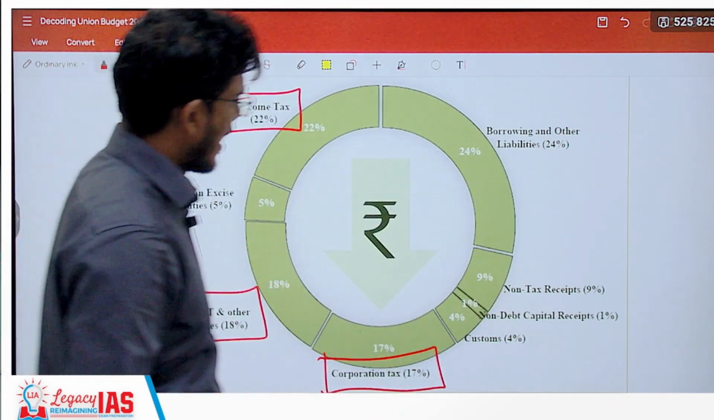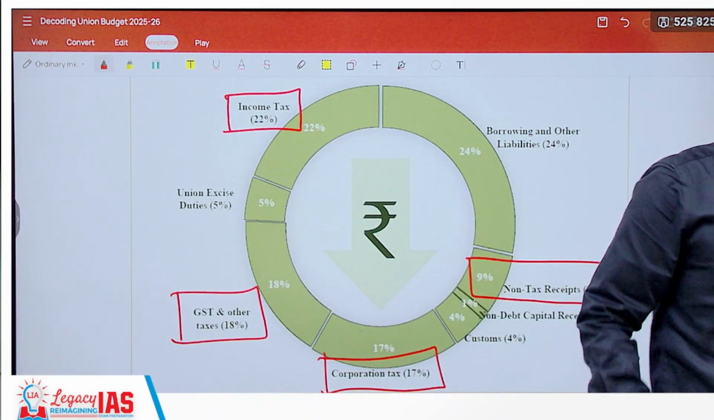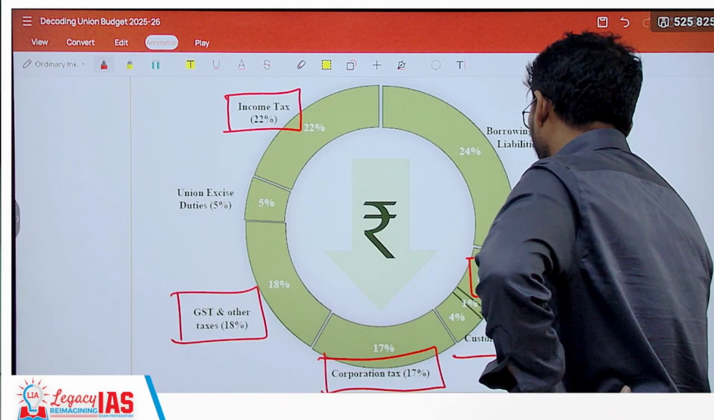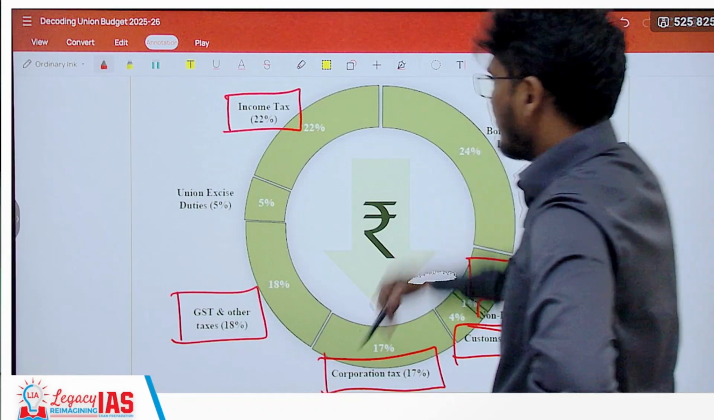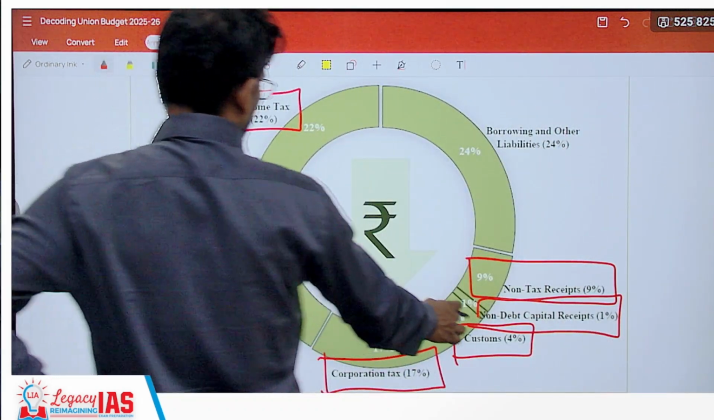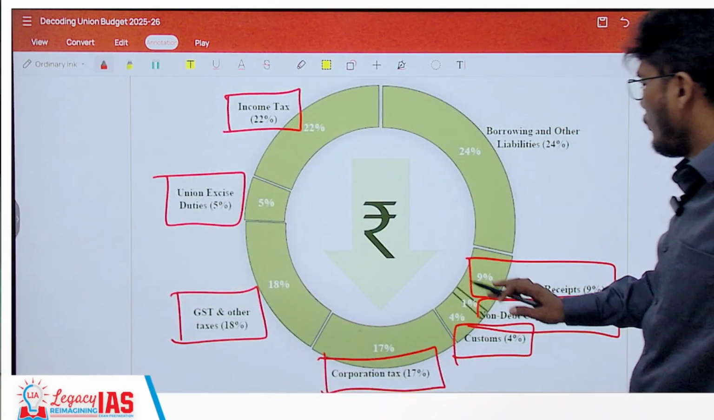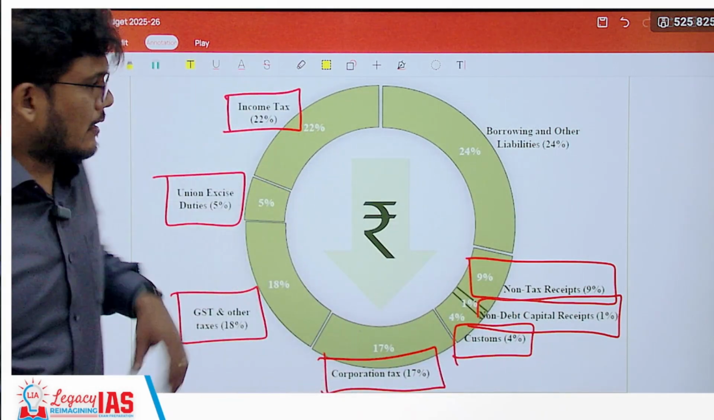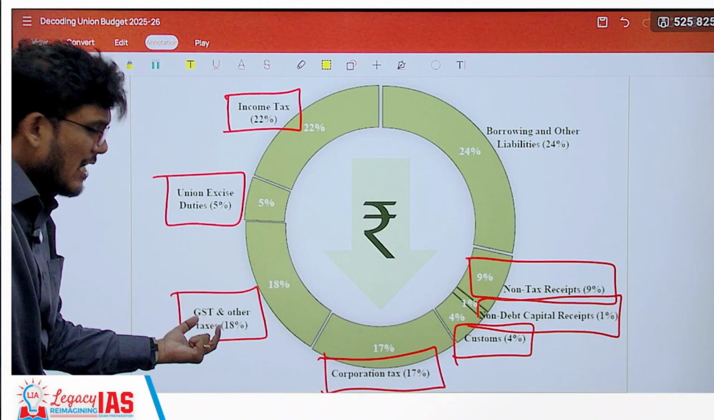Then after this you have non-tax receipts, the registration fees, the fees for the different services that the government provides. Then you have customs duty and non-debt capital receipts. Okay. Of course, before customs you have the union excise duties. So union excise duties, customs, non-debt capital receipts. Now let us understand this breakdown. So 22% is the income tax, 18% is the GST.